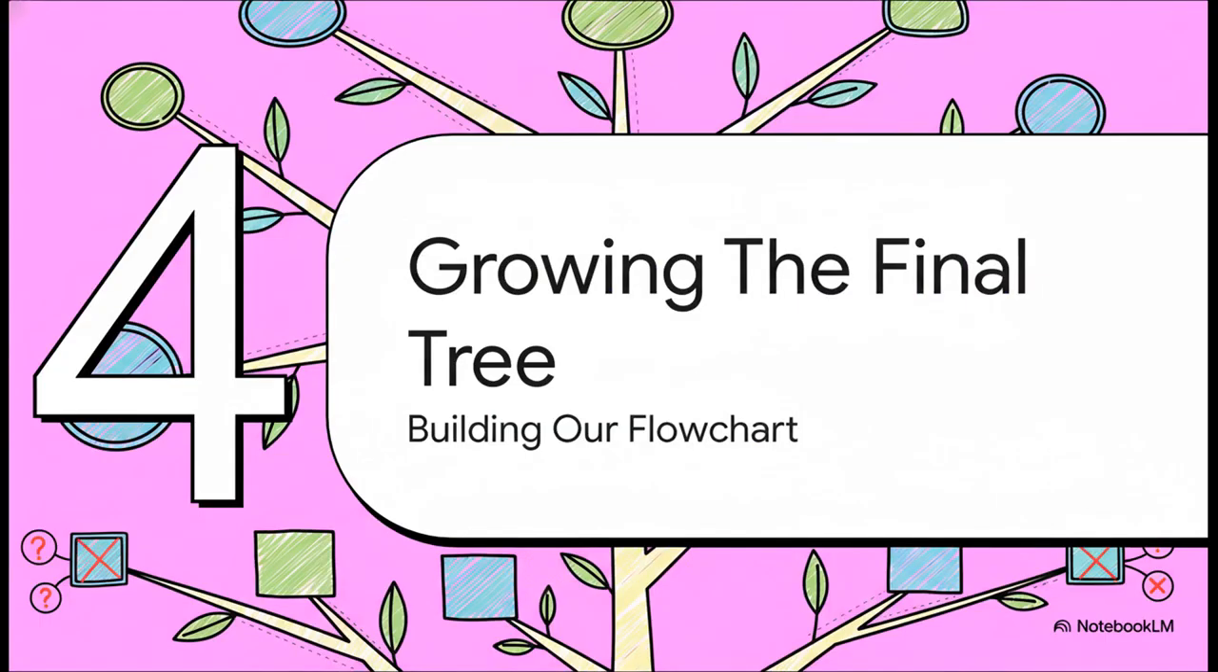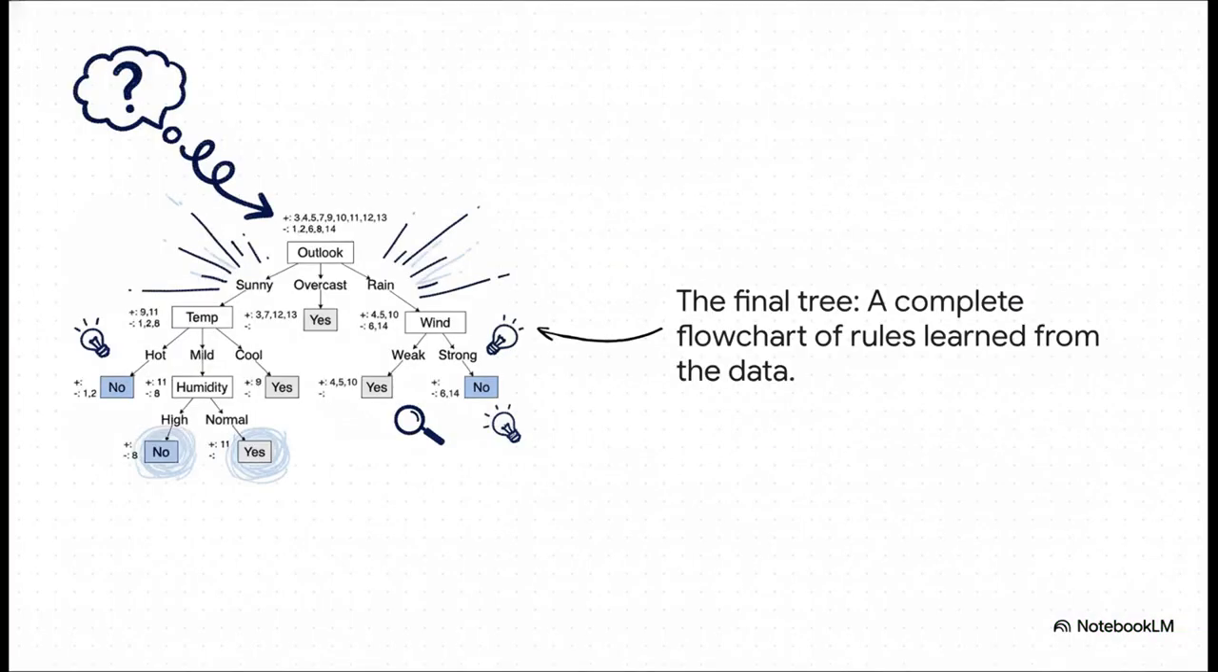So now that we have our method for finding the best question, we can just let the tree grow. It'll just repeat this process over and over again, for every new branch until it has a clear path to every possible answer. And there you have it, the final result. It started with outlook, and then at each new step, it just kept asking the smartest question for whatever little subgroup it was looking at. It keeps splitting the data until it gets to a clear yes or no. What we're left with is this perfect little flowchart of rules that it learned all by itself, straight from the data.